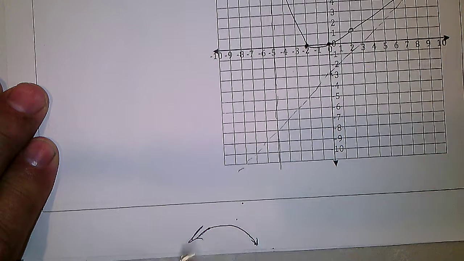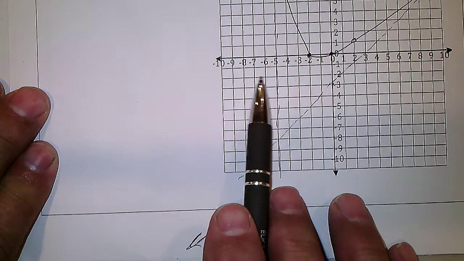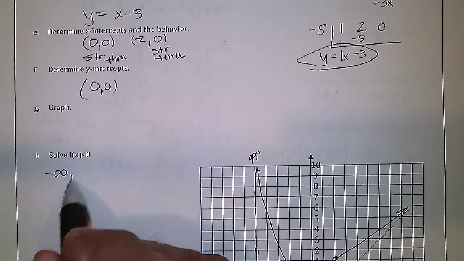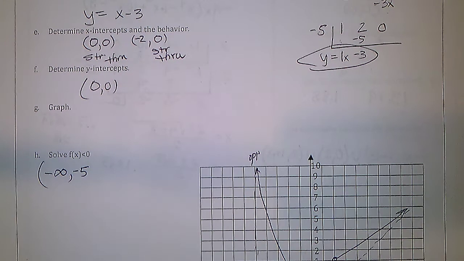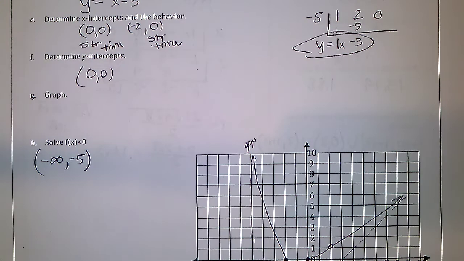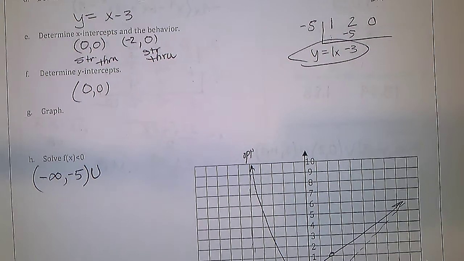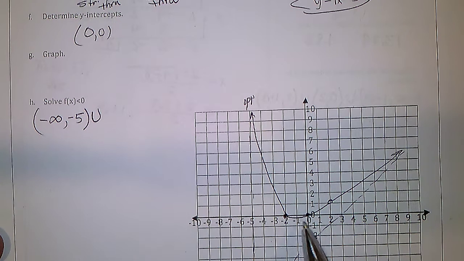Well, all of this part is less than 0. That's from negative infinity up to negative 5. And it's less than, so it can't equal, and besides that's an asymptote, so we can't include the negative 5. Union, and then only this little piece here is less than 0 also.